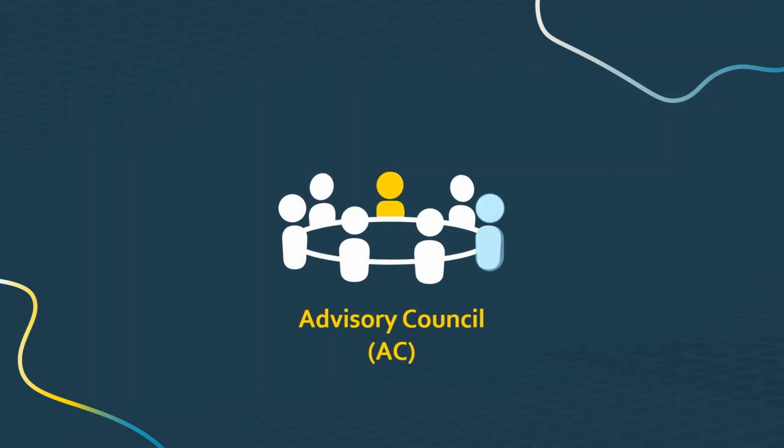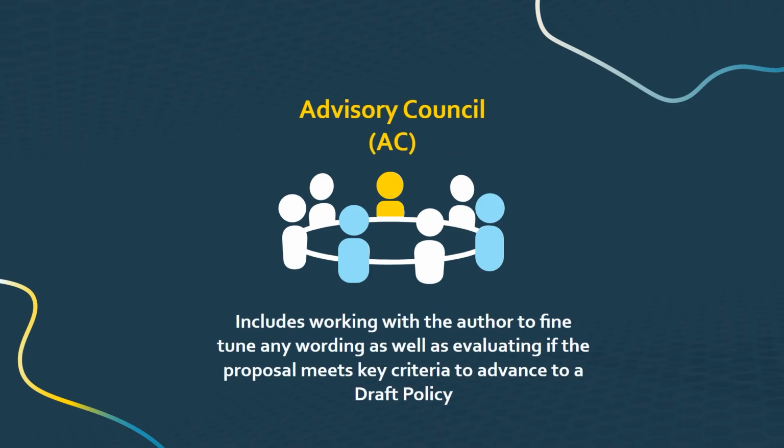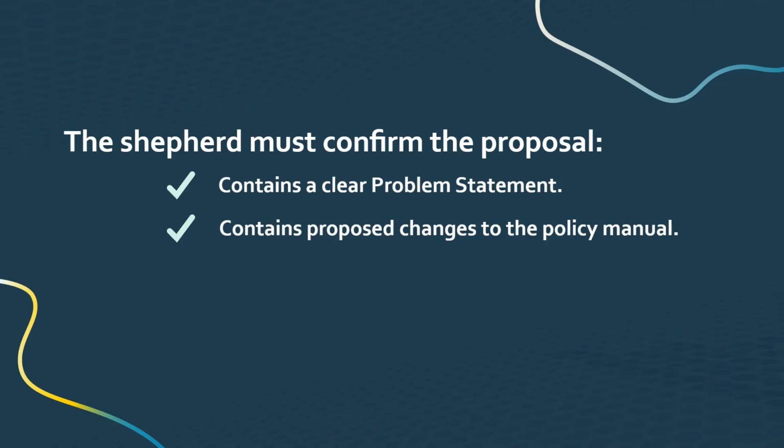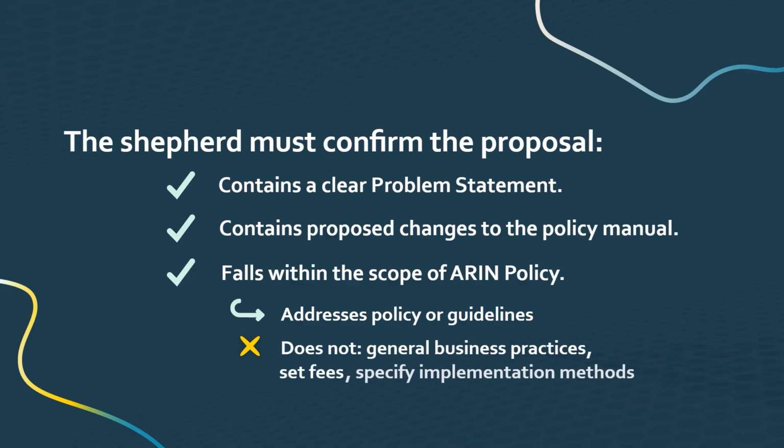The AC chair designates one or more members to act as policy shepherds to guide the proposal, which includes working with the author to fine-tune any wording as well as evaluating if the proposal meets key criteria to advance to a draft policy. The shepherd must confirm the proposal contains a clear problem statement, contains proposed changes to the policy manual, and falls within the scope of ARIN policy. This means it addresses policy or guidelines for managing Internet number resources in the ARIN region and does not dictate ARIN's general business practices, set fees, specify implementation methods for staff, or dictate the policy development process itself.